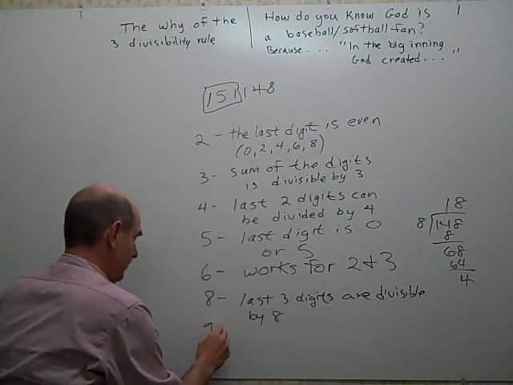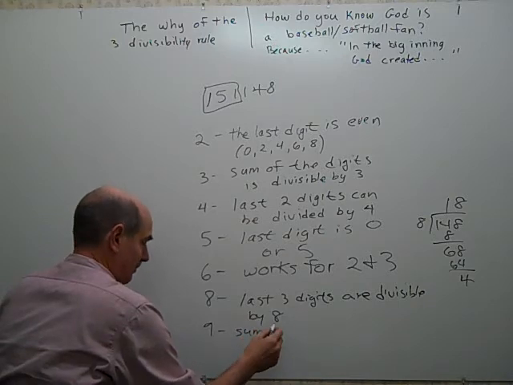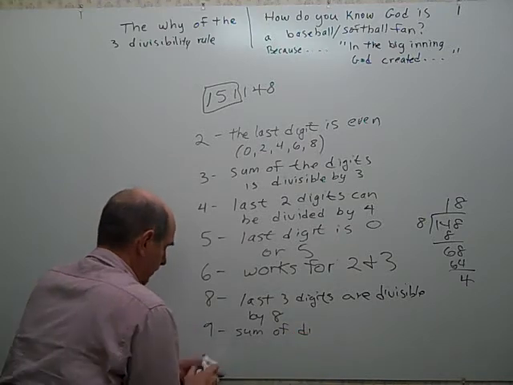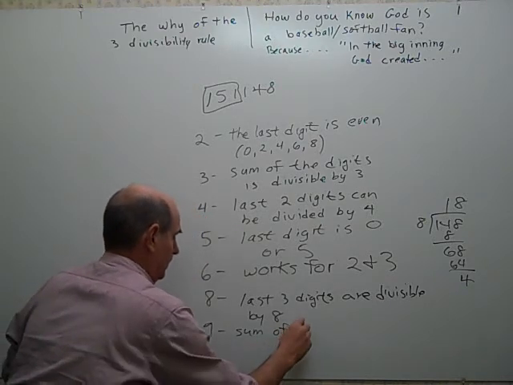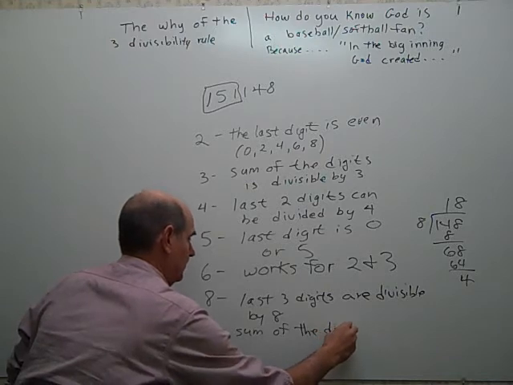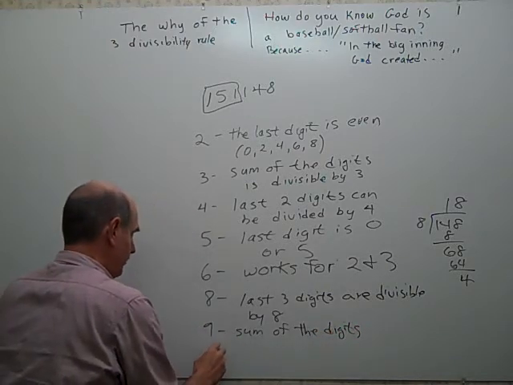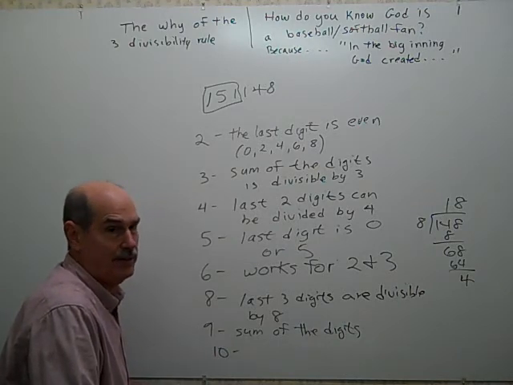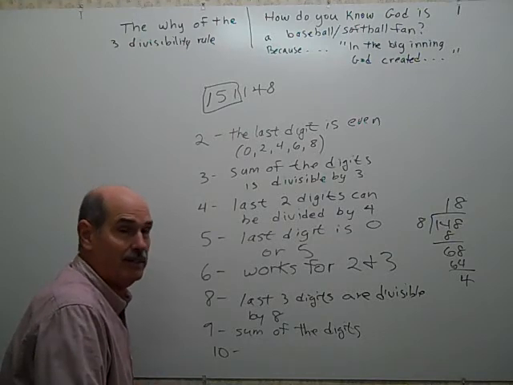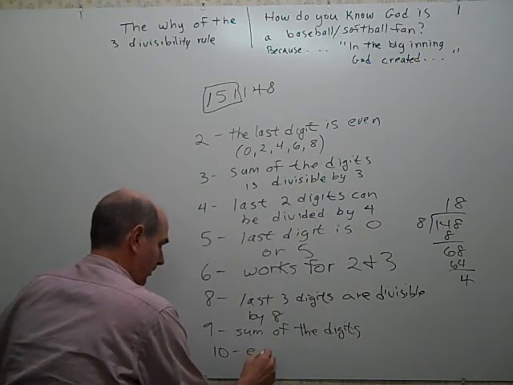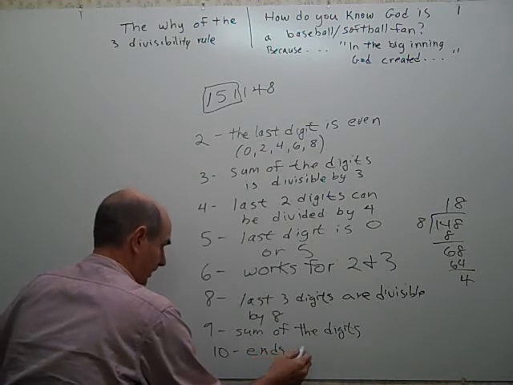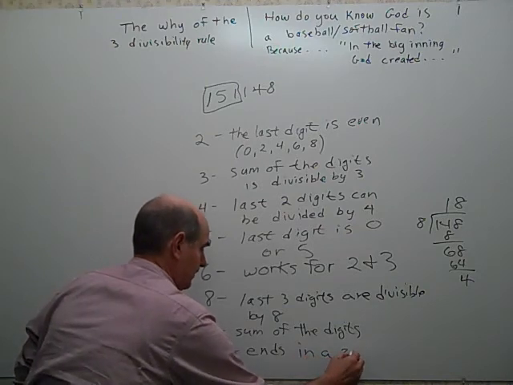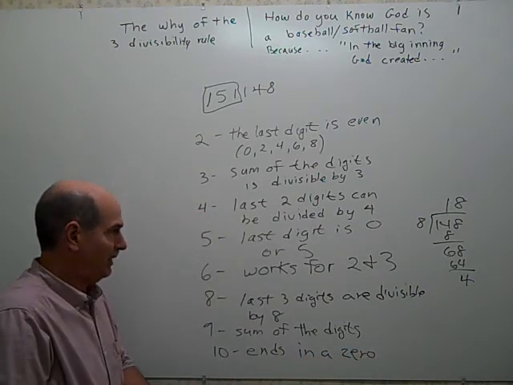The test for 9 is the sum of the digits again, but the sum of the digits has to be divisible by 9. I'm just going to write sum of the digits. And I bet you know the test for 10. Count by 10s: 10, 20, 30, 40, 50, 60, 70. What does it always end in? A 0. So if the number you're considering ends in a 0, then you can divide that number by 10.